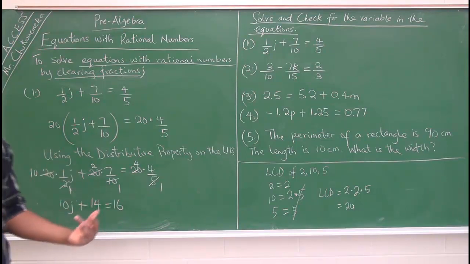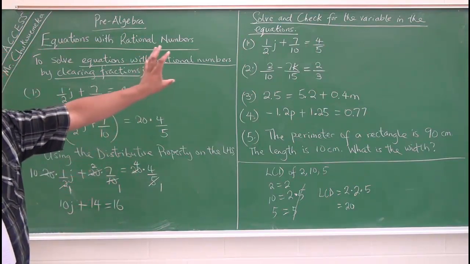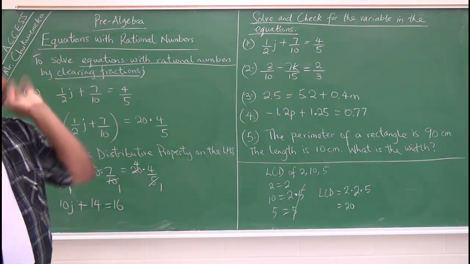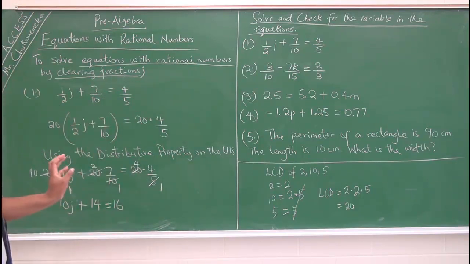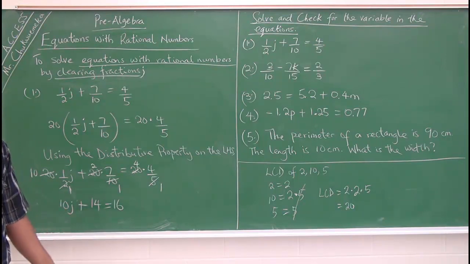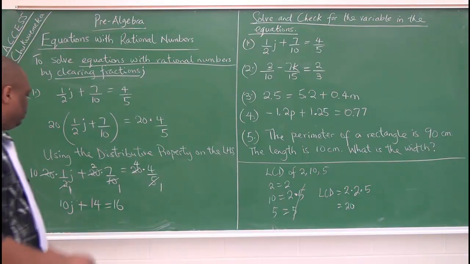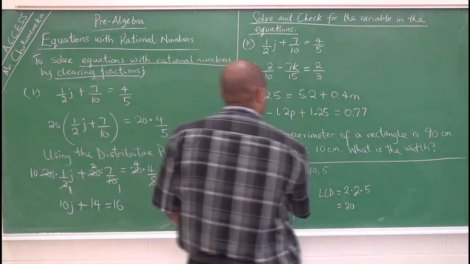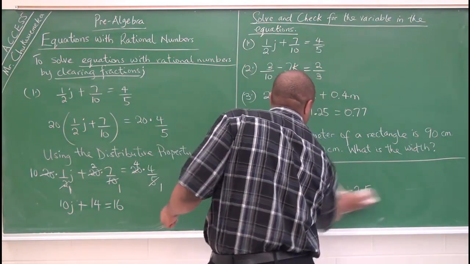So, in essence, when we are given an equation with rational numbers, that involves fractions, what we want to do first is to convert it to an equation that involves only integers. That is what we want to do first. So, when we now solve this equation, let's solve it and then we check it.